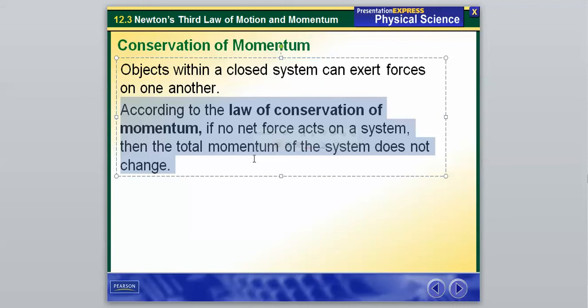Again, in real life situations, it's hard to come up with a closed system because there's always some type of friction, always some type of thing acting upon it. But for our law of conservation of momentum, we are speaking in a closed system with nothing else acting upon what we're studying, so therefore the momentum is never going to change.